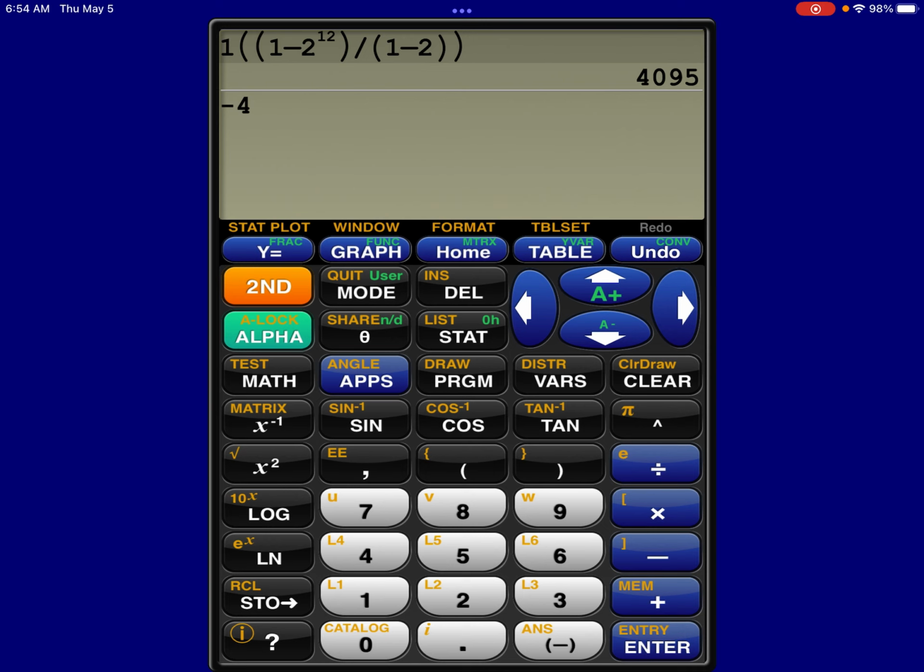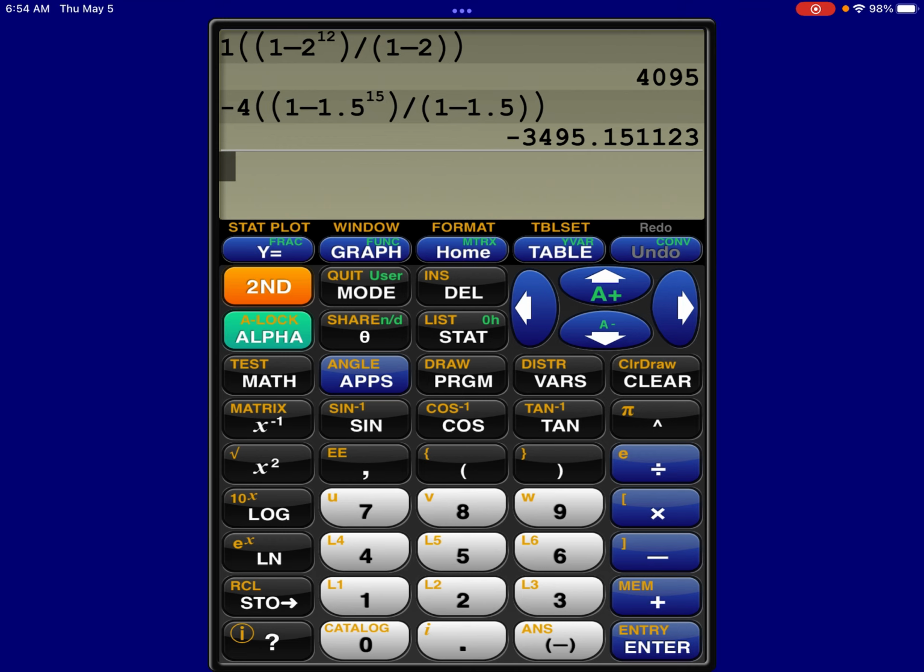So negative 4 times, in the top, 1 minus 1.5 to the 15. Close the top, over 1 minus 1.5. Close the bottom, close the entire fraction, and let's see what we get. We get negative 3,495.151123. So I'm guessing this goes on for a little ways.